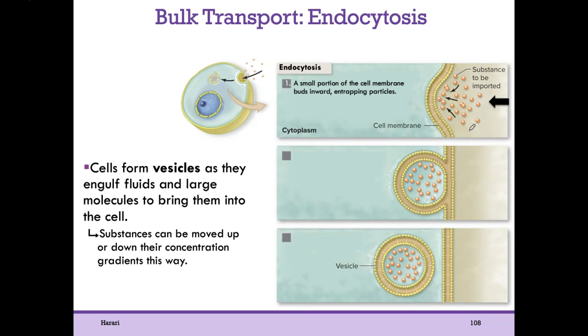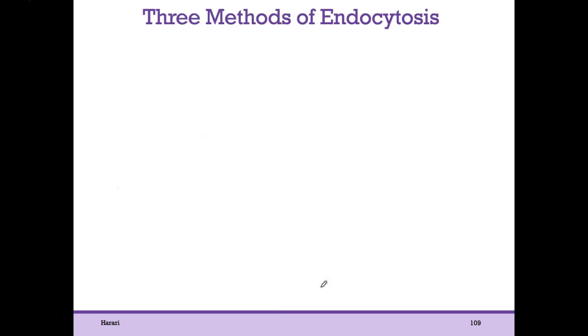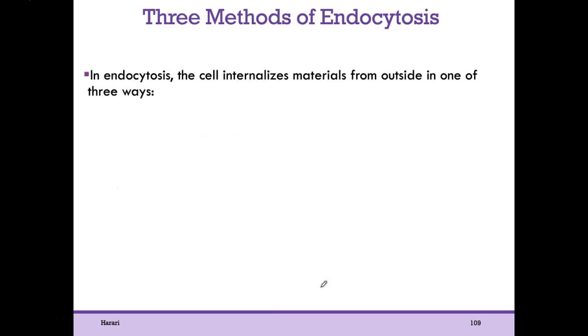And endocytosis is the opposite. So all these substances accumulate, and then a small portion of the cell membrane buds inward to form a vesicle, which can then be surrounding all the particles. And then a different motor protein, a dynein, would transport this vesicle on microtubules to bring it closer to the inside of the cell. And there's 3 different types of endocytosis.